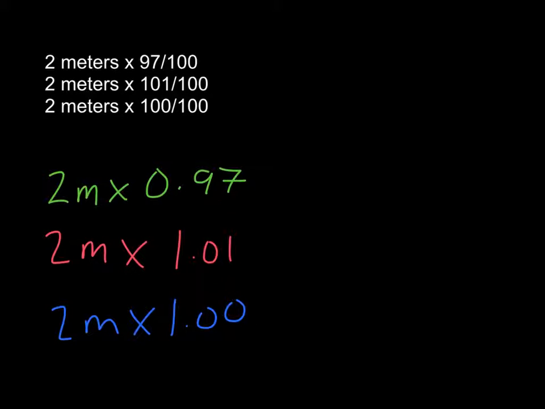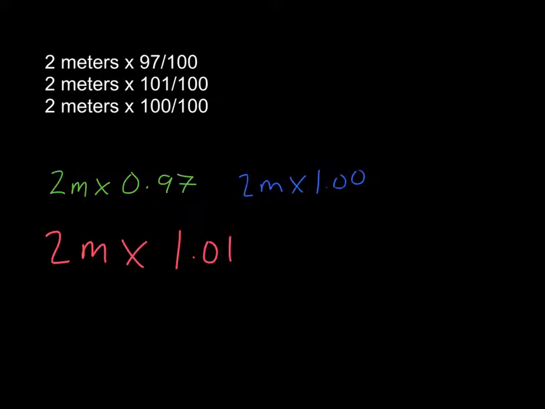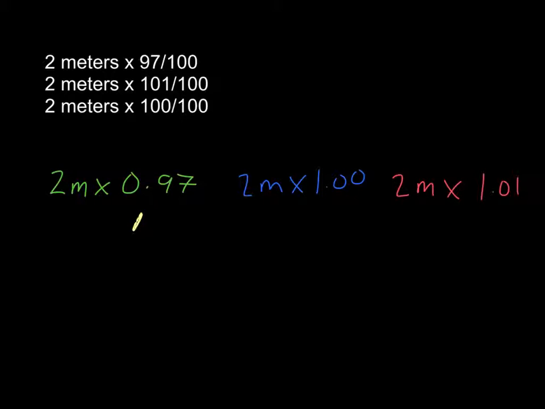Okay, so I've written these out in decimal form, and just looking at it, it's easier to see where the numbers are in relationship to 1. And we have the 1 here in blue written as a base, so that we're able to compare and contrast where these are going to go. Okay, so if I put them in order from least to greatest, I'm going to have 2 times 97 hundredths, and then 2 meters times 1, and then 2 meters times 1 and 1/100th. Okay, and the reason that I know that is because I'm looking at the scaling factor, in this case 97 hundredths and 1 and 1/100th.